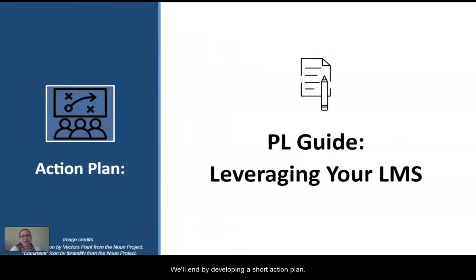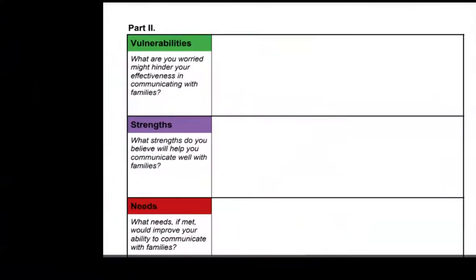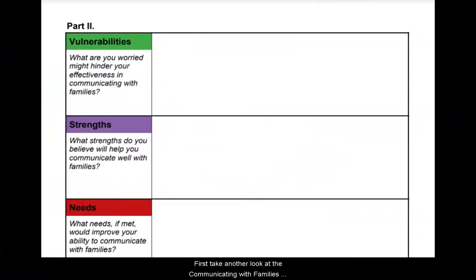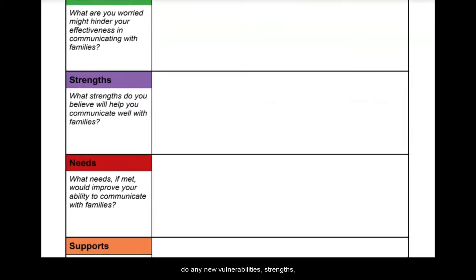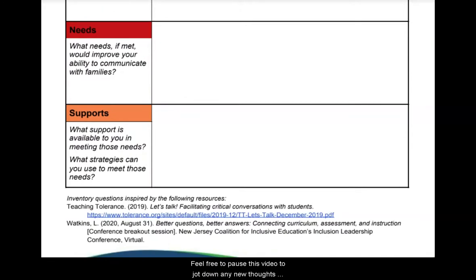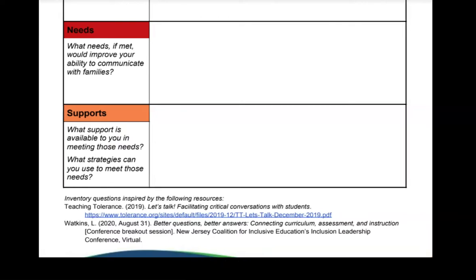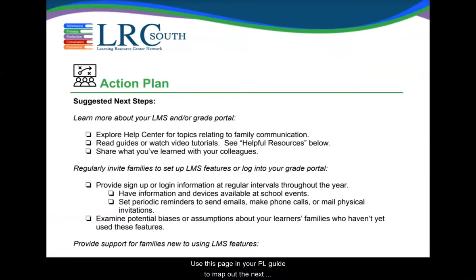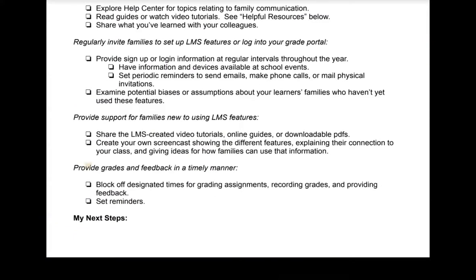We'll end by developing a short action plan. First, take another look at the Communicating with Families Inventory Part 2. When considering the role families play in monitoring their children's performance and the ways you may be able to leverage your LMS to empower them in this role, do any new vulnerabilities, strengths, needs, or supports come to mind? Feel free to pause this video to jot down any new thoughts that come to mind when you look back over these questions. Use this page on your PL guide to map out the next steps you may take.